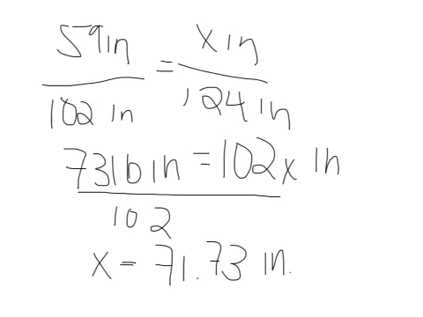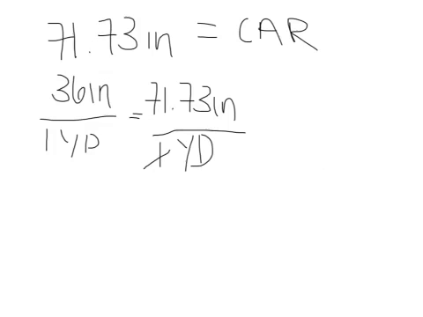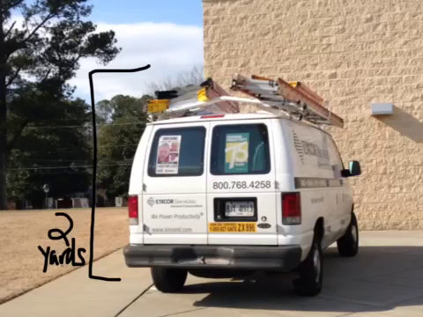We substituted in the measurements and solved the proportion. We found that the unknown value was 71.73 inches. This is the height of the car. Then we set up a proportion comparing inches to yards and found that 71.73 inches equals 1.99 or 2 yards. This means that the height of the car is 2 yards.